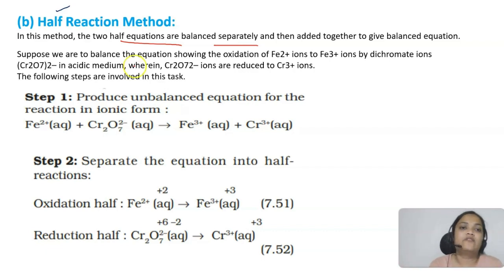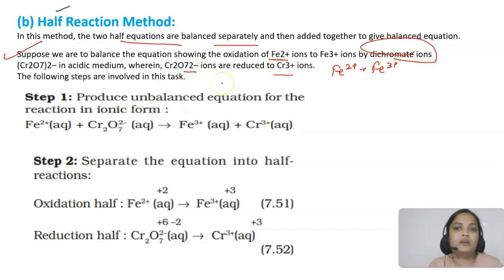So let's say I have to balance the equation where oxidation of Fe2+ ions is happening to Fe3+ ions by the dichromate ions, and dichromate ions are reduced to chromium ions, Cr3+. So first of all, you have to write the equation, and this reaction is also happening in acidic medium, because for acidic and basic medium, the steps at the end are different. So first is Fe2+ plus dichromate ion gives Fe3+ plus chromium ion. This is the unbalanced equation.